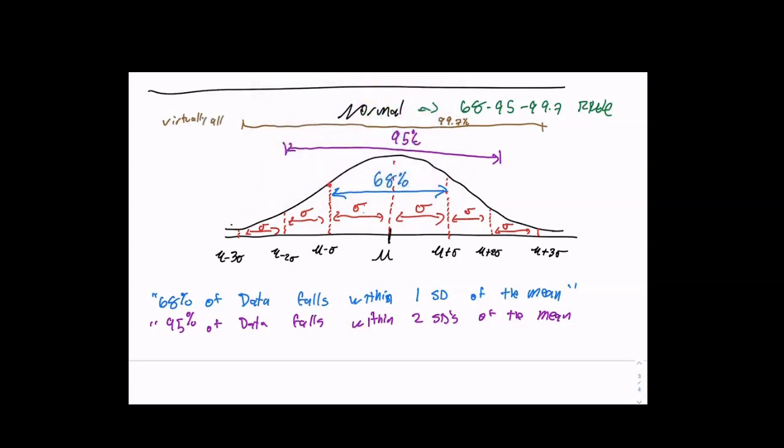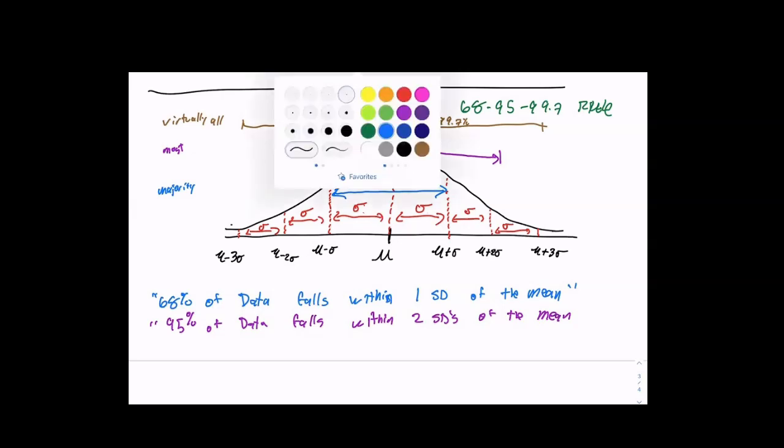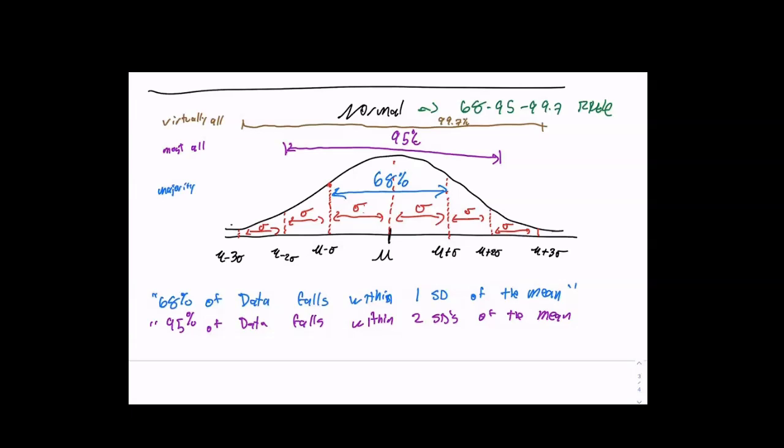95% is most, and 95% is majority. I would expect the majority of the data to be within one standard deviation. I would expect most all to be within two standard deviations, and virtually all. So if you're more than 2 standard deviations above the mean, you're outside the middle 95% typically.